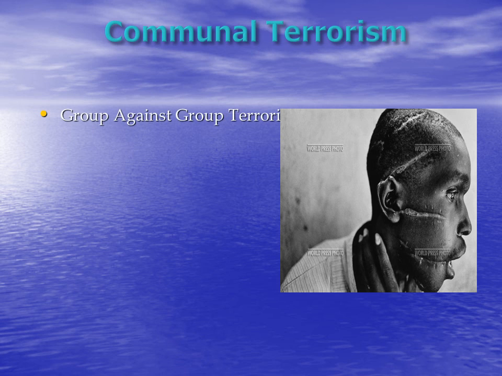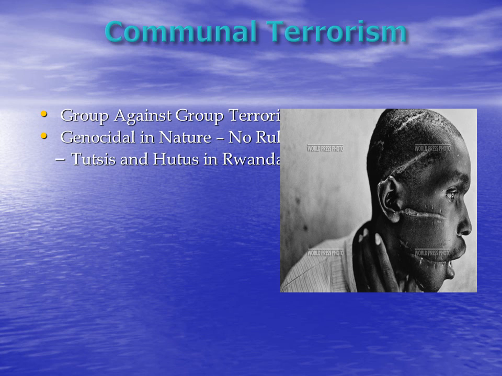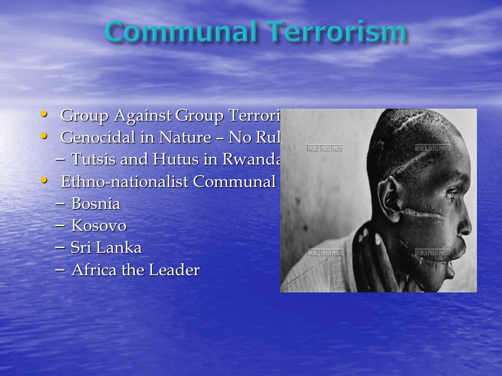Communal terrorism. That's group against group terrorism. And there you see a picture of a victim of communal terrorism in Africa. Communal terrorism involves ethno-national, racial, religious undertones and themes, conflict between populations. Terrorists say they see their group identity perhaps as being vulnerable, so they lash out against other groups who they feel are a threat to their existence, and this justifies their violence.